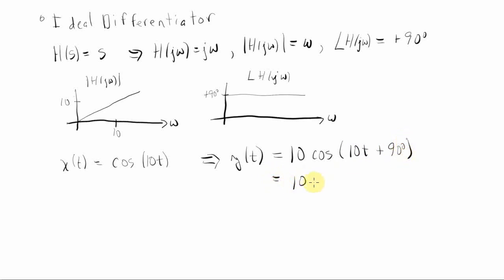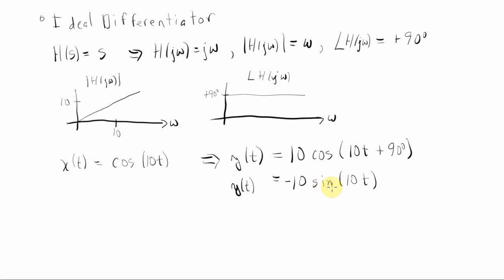If I shift a cosine by 90 degrees, that's a shift to the left. That actually becomes a minus sine of 10t. Cosine of 10t plus 90 degrees is minus sine of 10t. So either of these forms is acceptable, but I can write the output as just minus 10 sine of 10t.